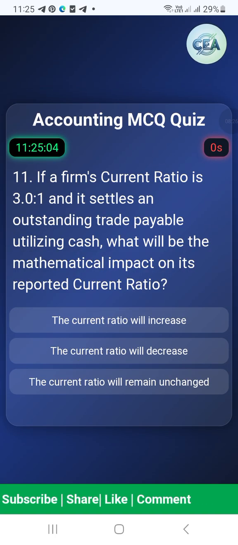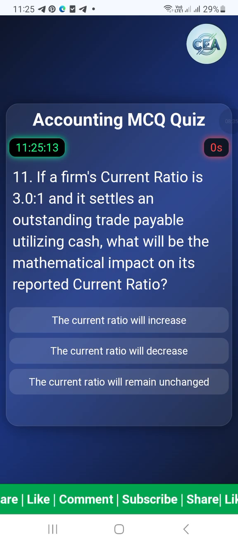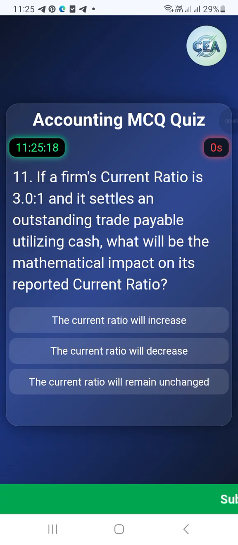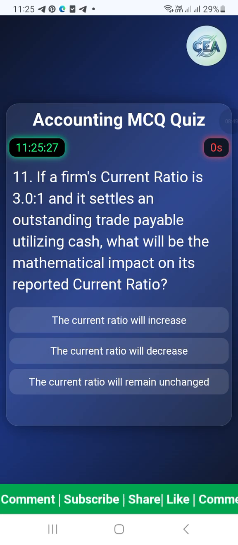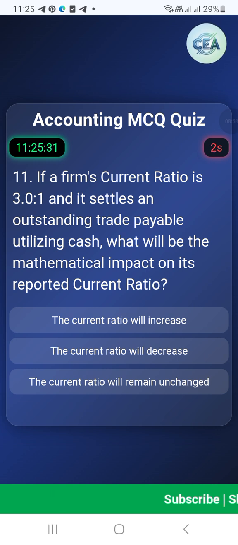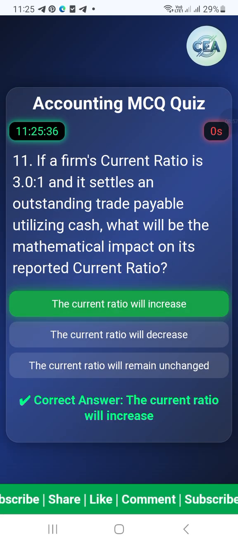11. If a firm's current ratio is 3.1, and it settles an outstanding trade payable utilizing cash, what will be the mathematical impact on its reported current ratio? Option 1. The current ratio will increase. Option 2. The current ratio will decrease. Option 3. The current ratio will remain unchanged. Correct answer is the current ratio will increase.